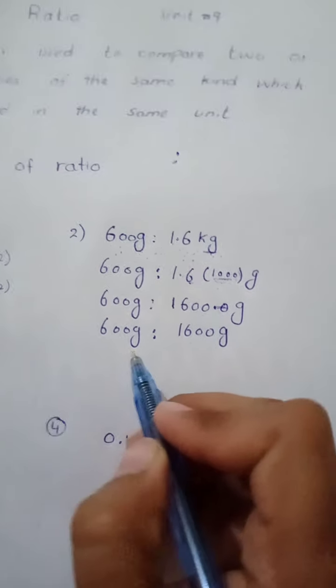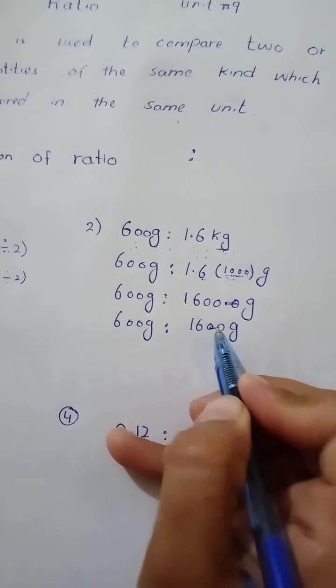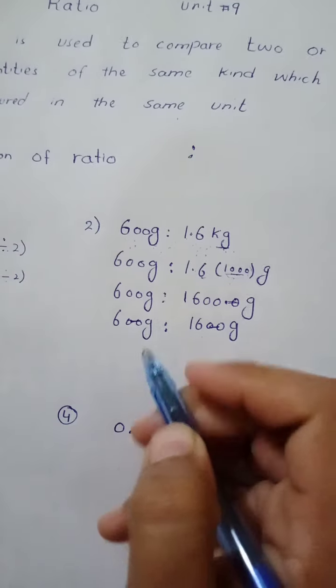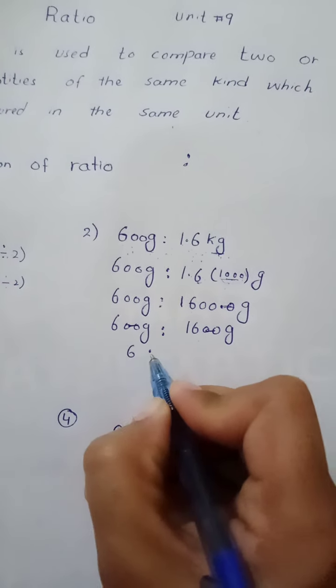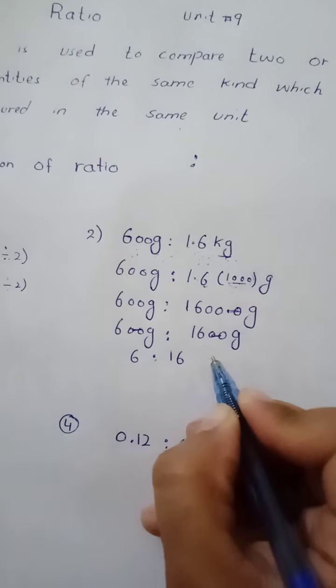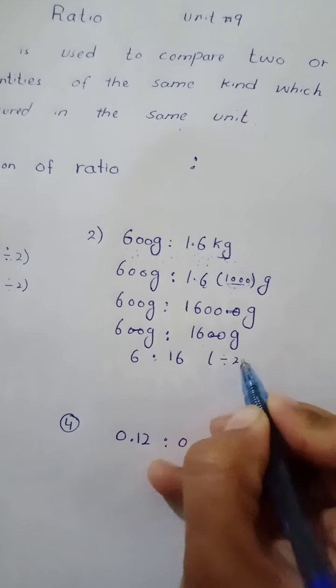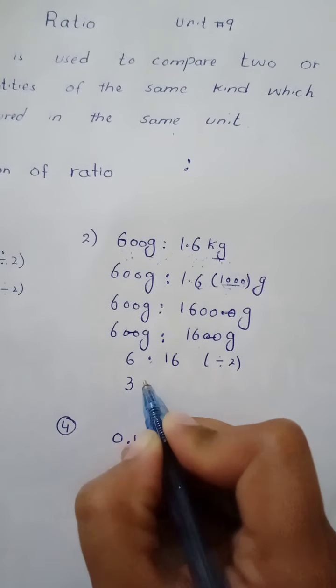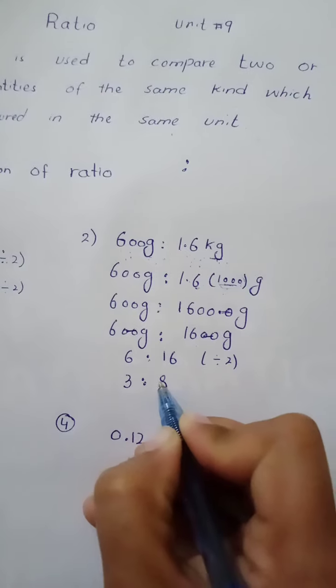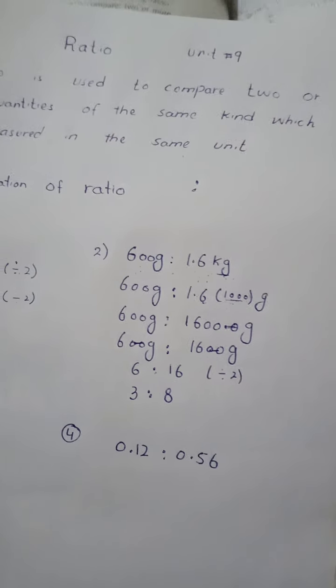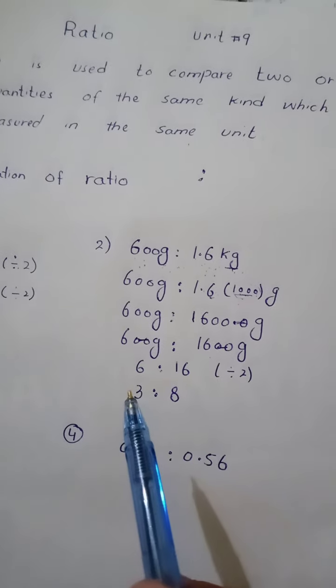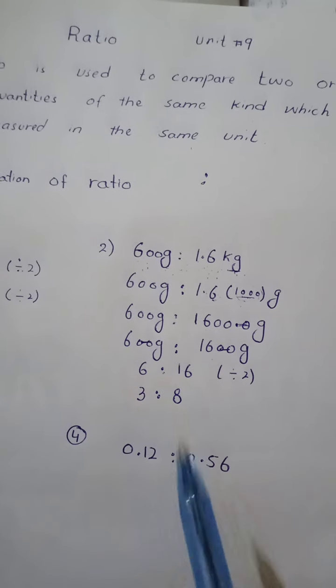Now you can simplify them. 00 with 00 cut. You have left 6 ratio 16. Now on the table of 2, 2 times 3 is 6, and 2 times 8 is 16. So 3 ratio 8. This can't be simplified anymore, so you will stop your answer here.